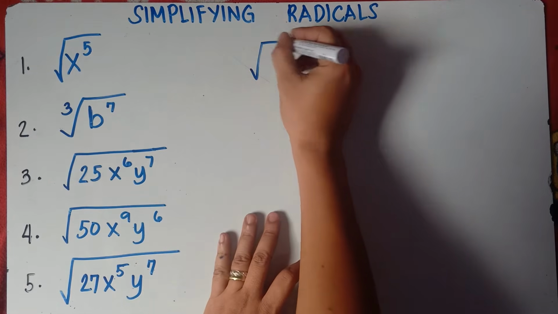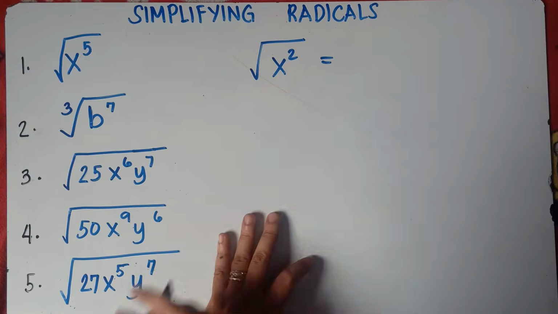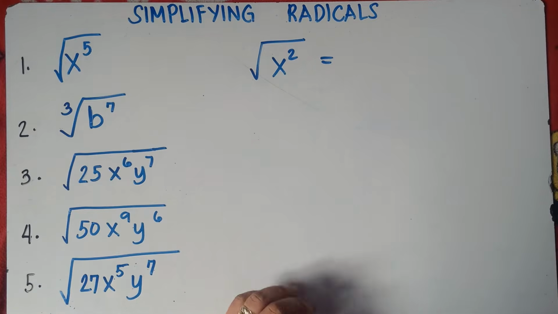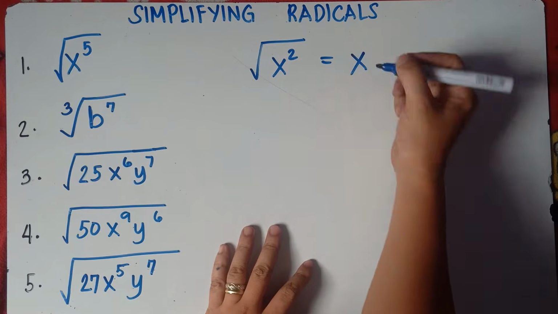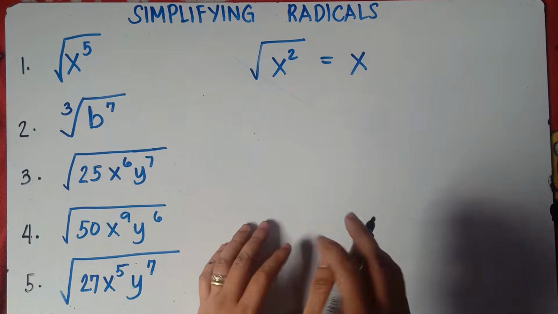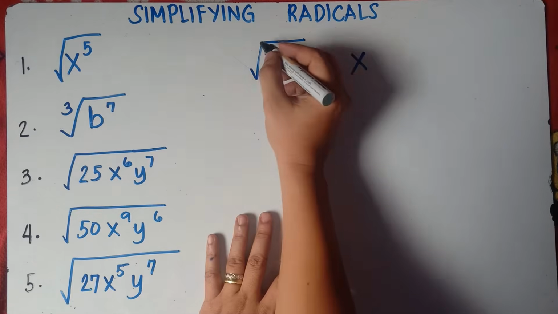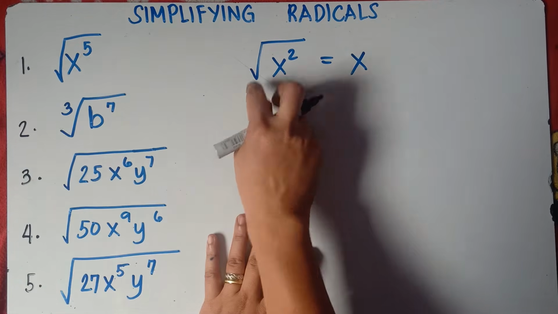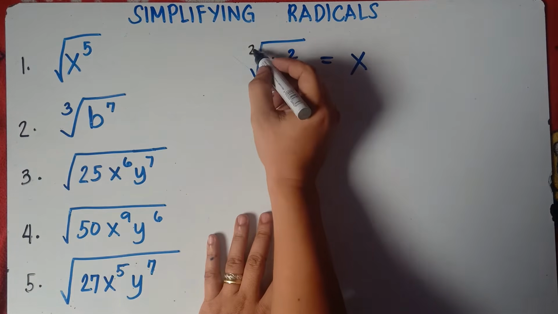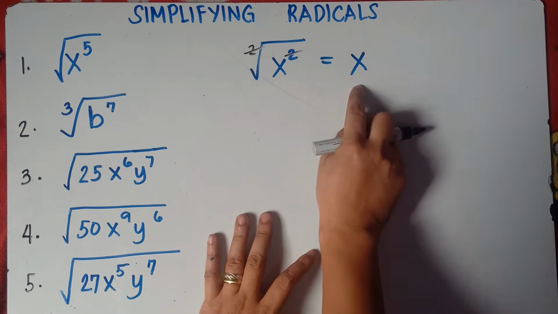What if you have the square root of x squared? What would be your answer, class? The square root of x squared would be x, right? Now why is that, sir? Because if the index and the exponents are the same, you can simply cancel this out. Once again, class, in every square root, the index is 2. So we can just cancel this out and then copy x.